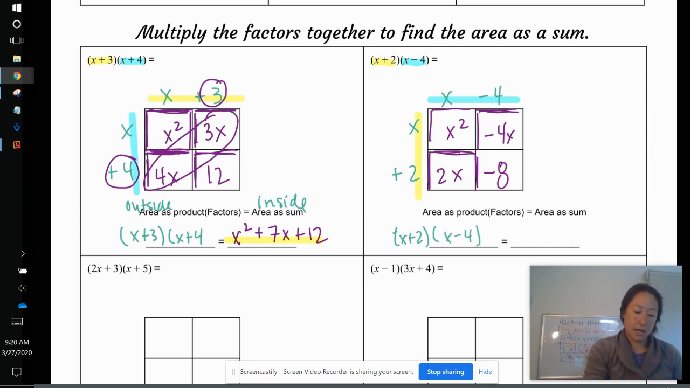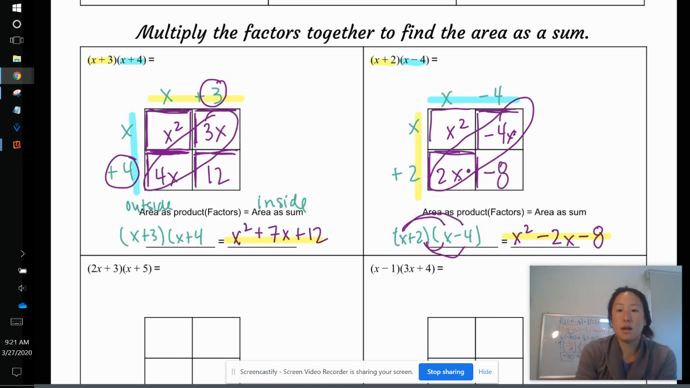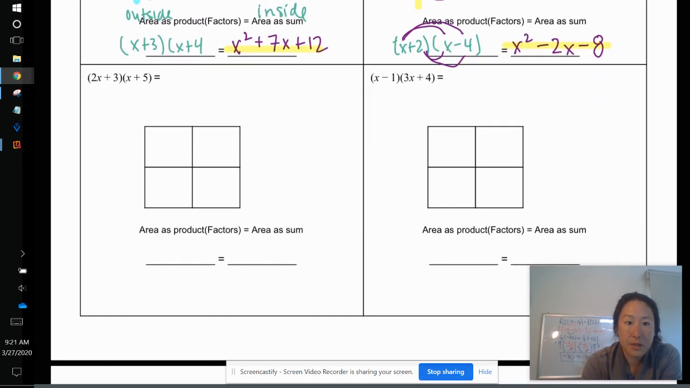And then the inside, we add these up, so we get x squared plus 2x minus 4x, which is minus 2x, minus 8. So this is just a fancy way for us to distribute, like x times negative 4, 2 times x, and 2 times negative 4. So it's like a double distribution. The Punnett square, the area model, helps us do that.